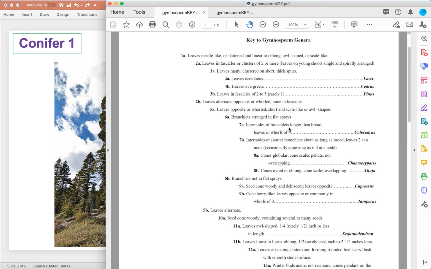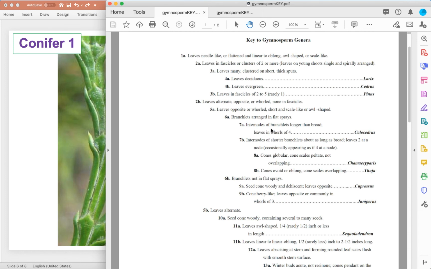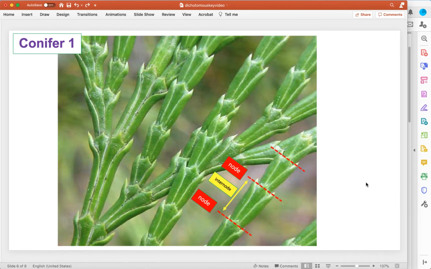7A, internodes of branchlets longer than broad, versus 7B, internodes of shorter branchlets about as long as broad. Leaves 2 at a node, versus leaves in whorls of 4. Well, if we go back to our picture here, our internodes, indeed, they are long, and they're longer than the node width, right? Or they're longer than the width at any space in the internode. So it looks like we've got the internodes of branchlets longer than they are broad, and the leaves are in whorls of 4, and so Chamaecyparis, that's our answer. This is our unknown plant. So exciting.